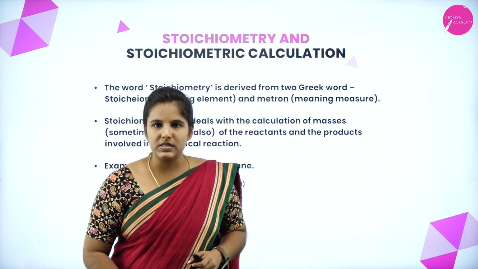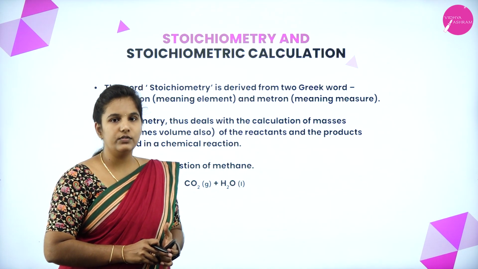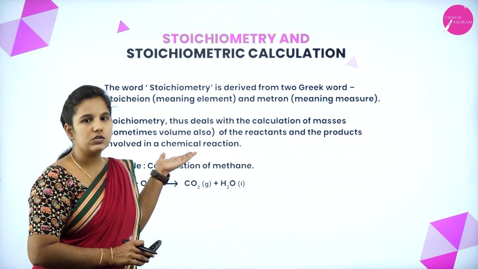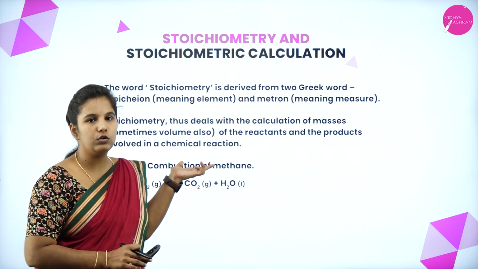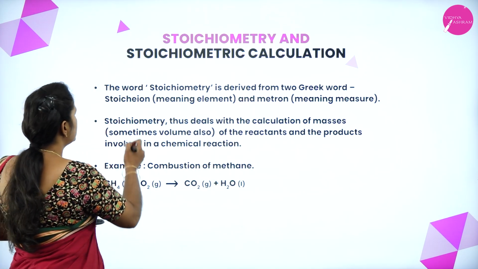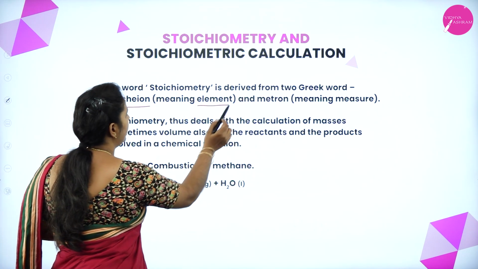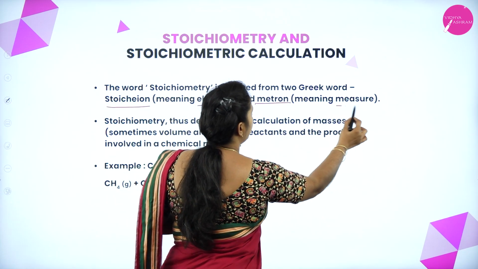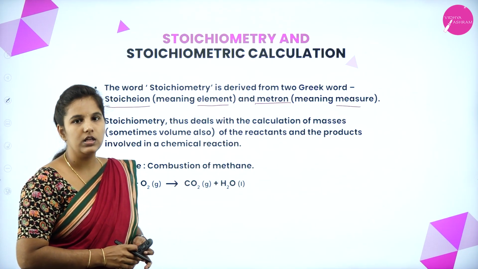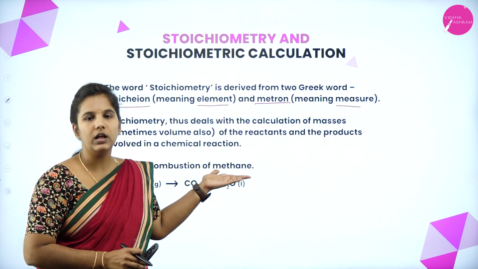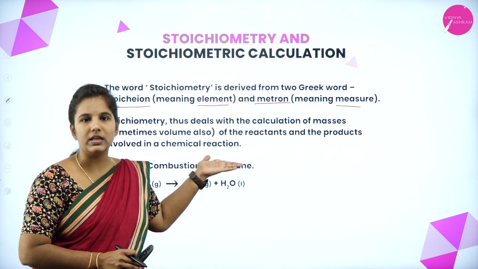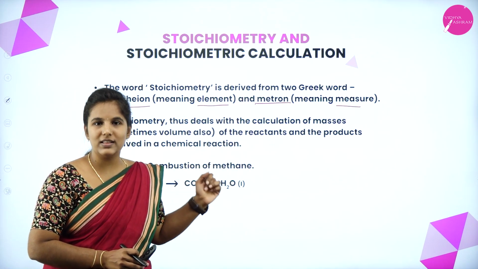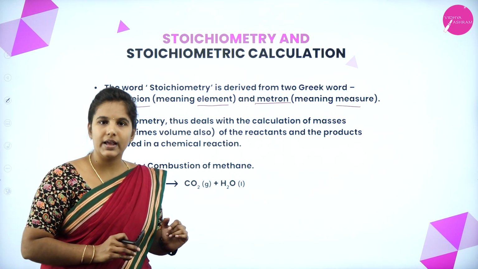So in chemistry, the word stoichiometry comes from two Greek words. Stoichion means element and metron means measure. So the stoichiometry comes from the two Greek words, stoichion meaning element and metron meaning measure. So what we are doing in stoichiometry is measuring the elements.